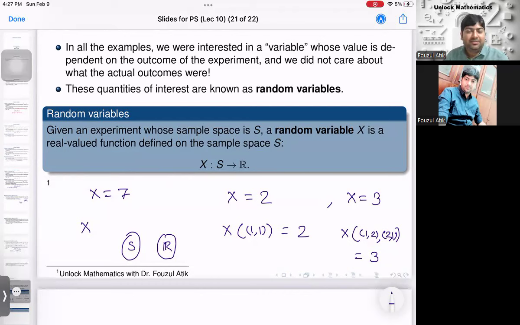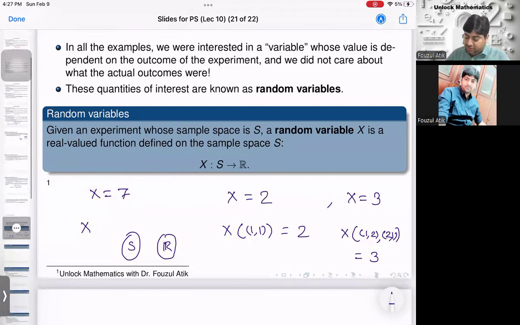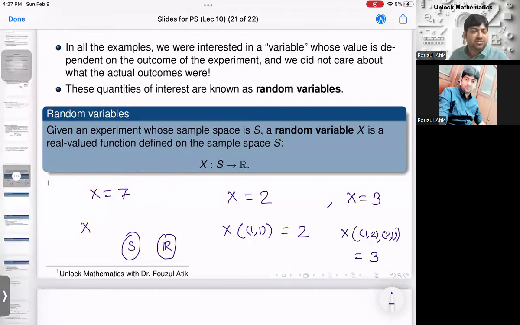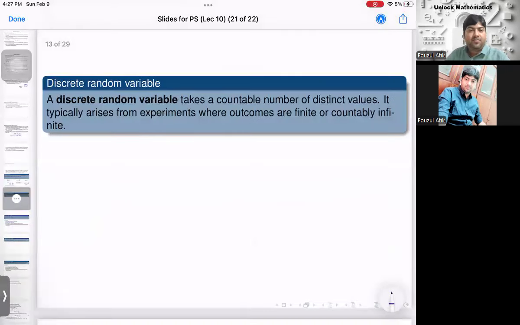The mathematical definition is a bit difficult to understand, but you understand that you are defining a new variable depending on your experiment. Correct? So we'll do a lot of examples so that the random variable concept will be very clear to us. Now, random variables are of two types. One is the discrete random variable, another is the continuous random variable.